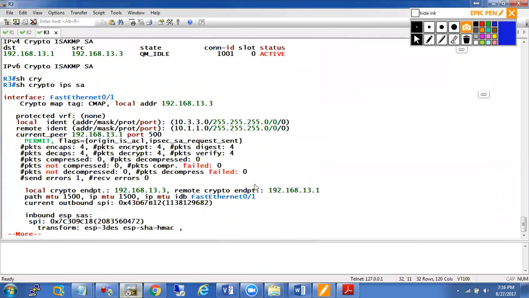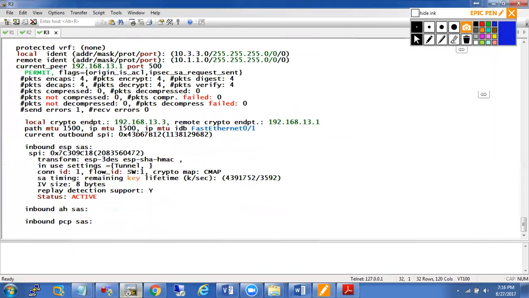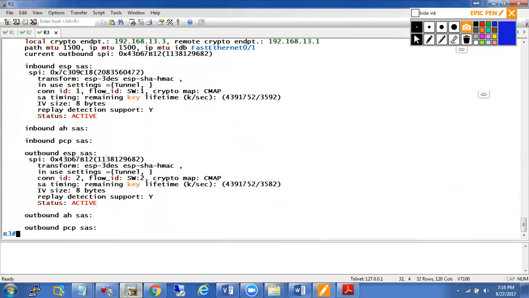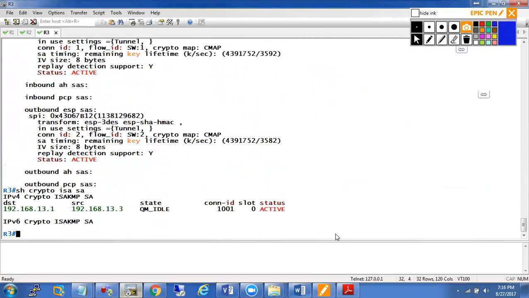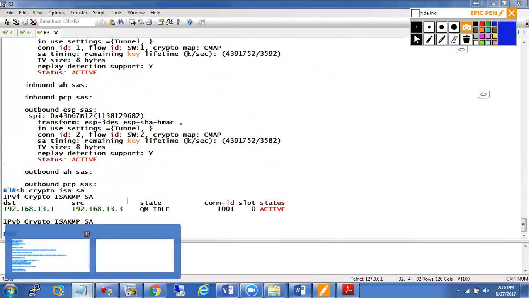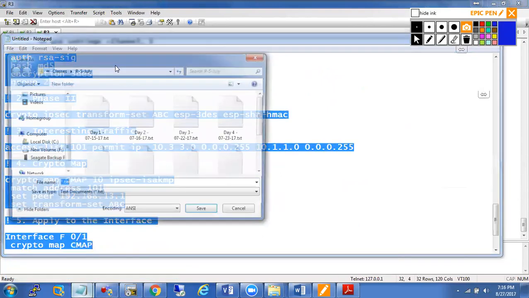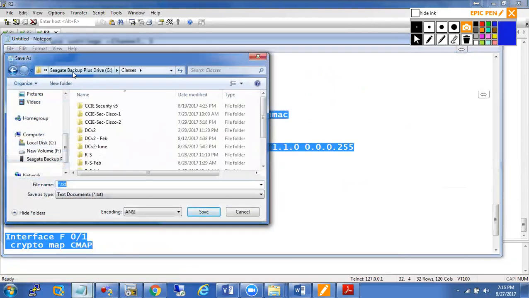Everybody okay with this? Piece of cake. Once you know what you're doing, it's not that tough.